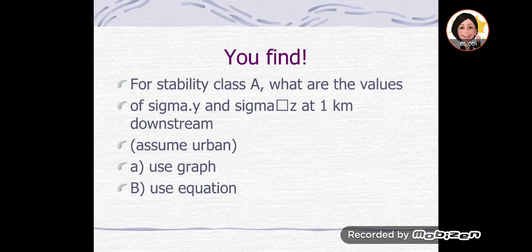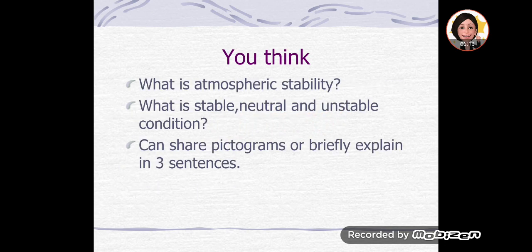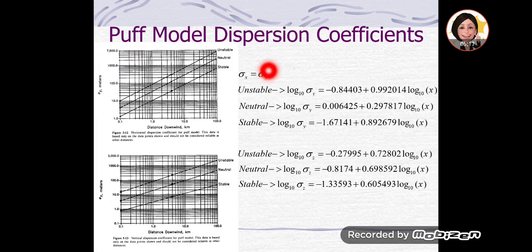Okay, let's do a quick example here. For a stability class A, what are the values of sigma y and sigma z at 1 kilometer downstream? This symbol is sigma, and it also means standard deviation.